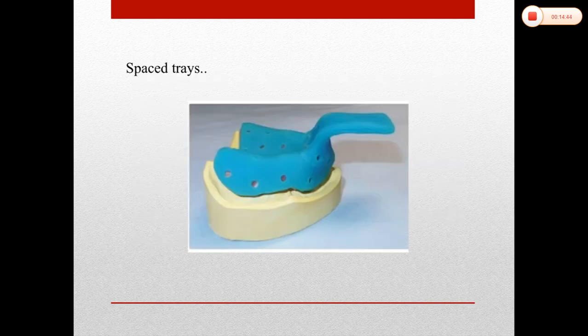So next one we're going to talk about is spaced special trays.